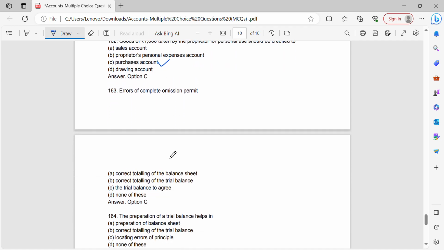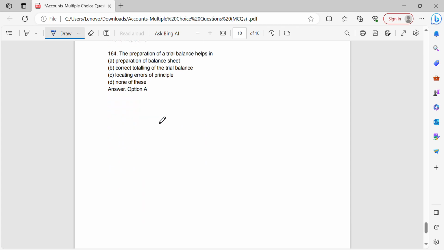The next question is: errors of complete omission permit A, correct totaling of the balance sheet; B, correct totaling of the trial balance; C, the trial balance to agree; D, none of these. The correct answer is option C, the trial balance to agree.